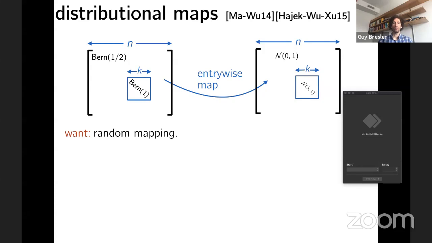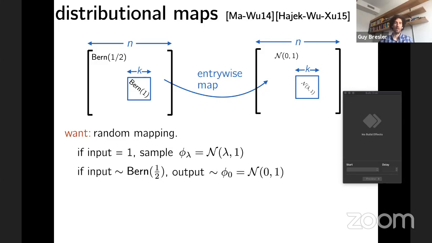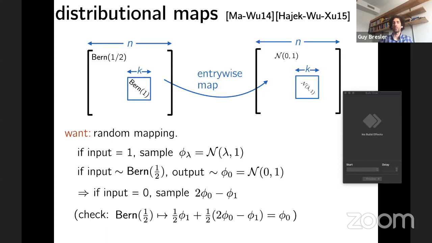So what we want is a random mapping, which if the input is 1, well, then you might be from the planted clique, and so you had better map it to normal lambda 1. So we want on input 1 to produce a sample from this appropriately elevated mean Gaussian. And if the input is Bernoulli half, then you want to output something from the standard Gaussian. One can solve a system of 2 by 2 linear equations to obtain that if the input is 0, one would like to produce a sample that has distribution phi 0 minus phi 1.